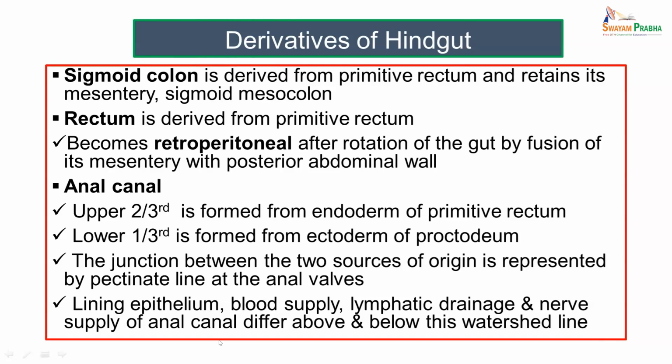The nerve supply of anal canal above the pectinate line is similar to other visceral organs, by the autonomic nervous system through the pelvic splanchnic nerves, while below the pectinate line, anal canal is supplied by branches of pudendal nerve. So, this is how the two sources of origin of anal canal are represented above and below the watershed line.